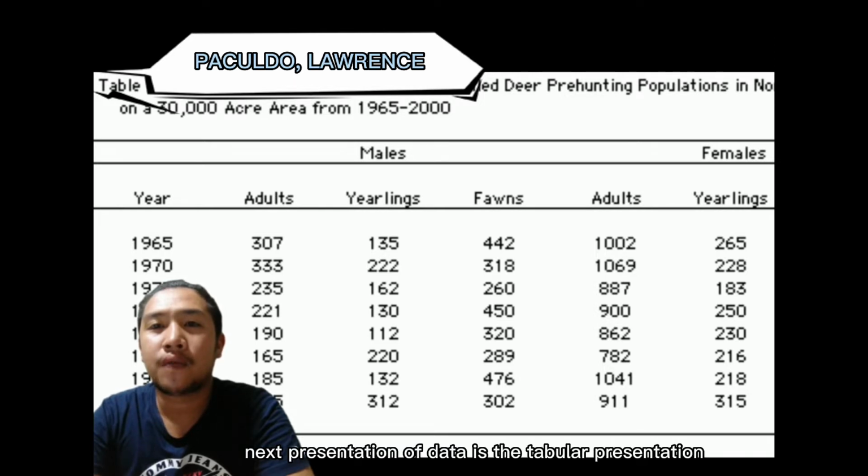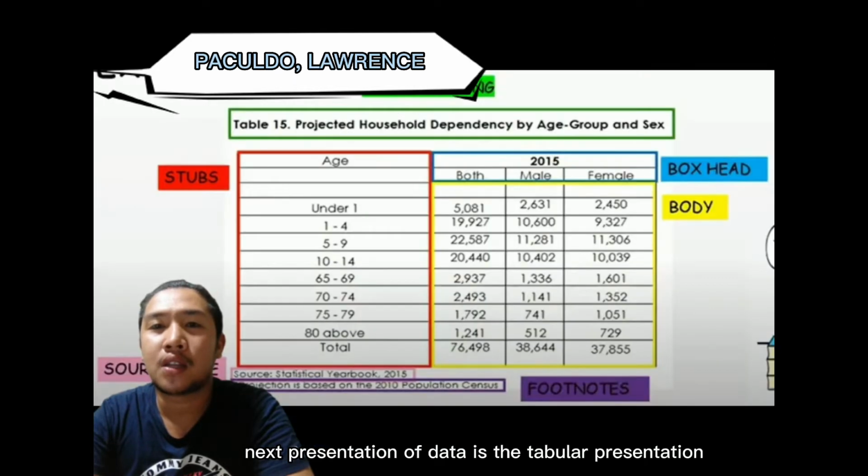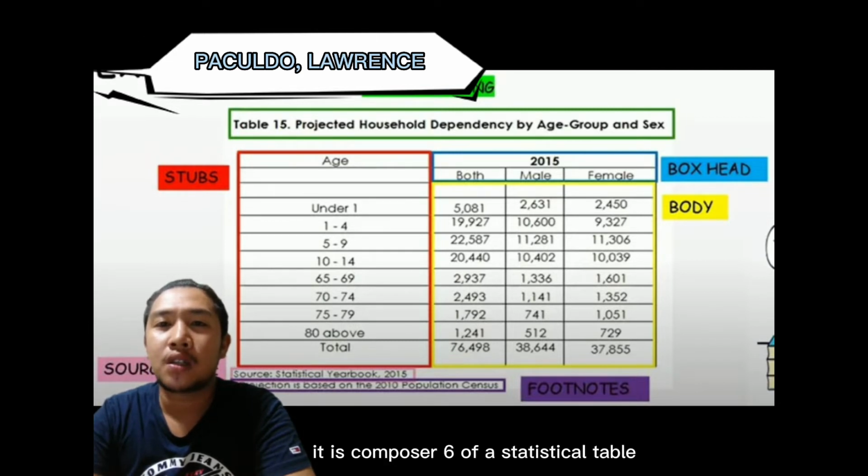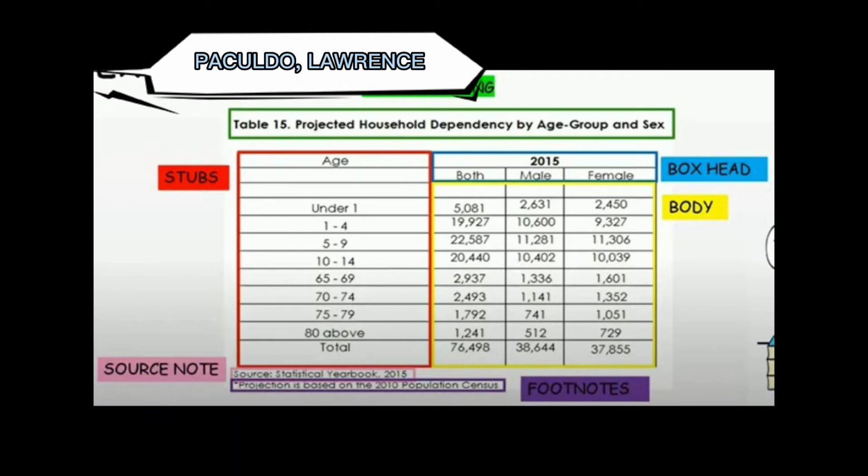Next presentation of data is the tabular presentation. It is the systematic and logical arrangement of data in the form of rows and columns with respect to the characteristics of data. It makes use of tables. For example, it is composed of 6 parts of a statistical table: table heading, stubs, box head, body, source note, and footnote.